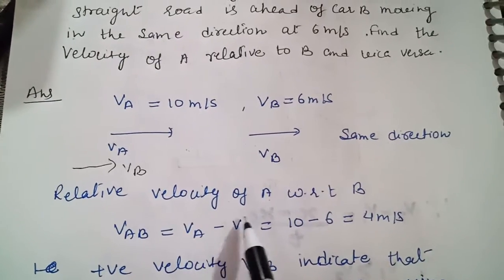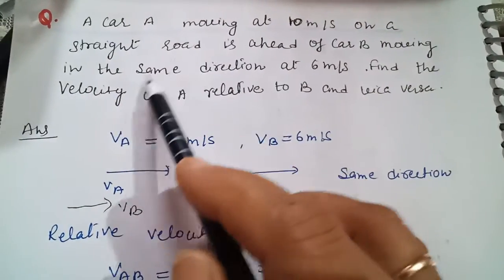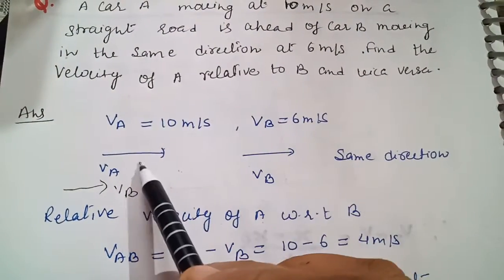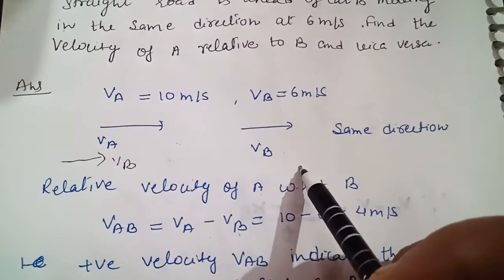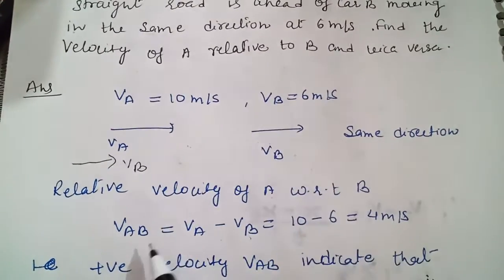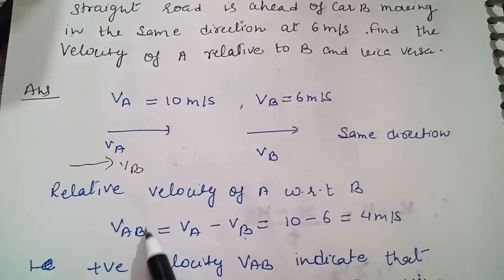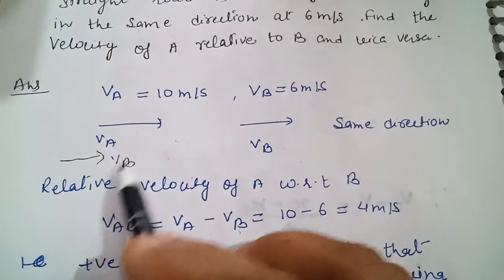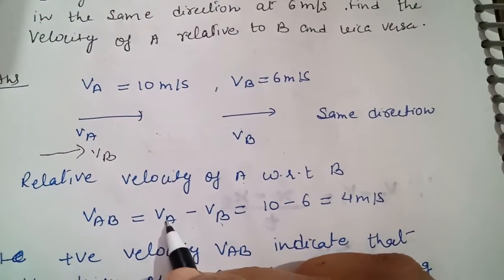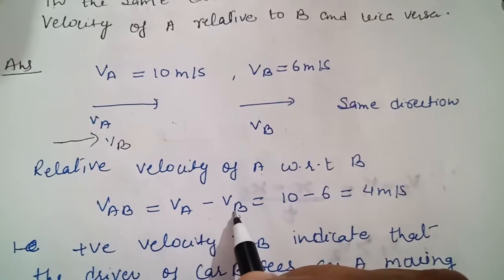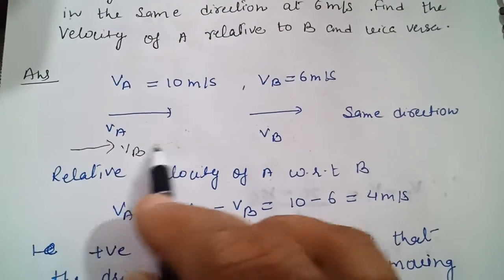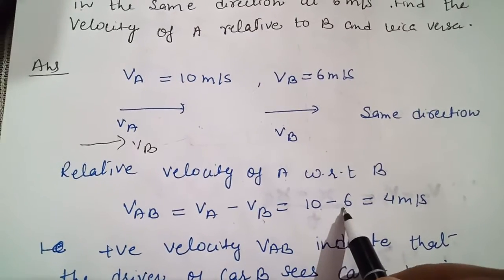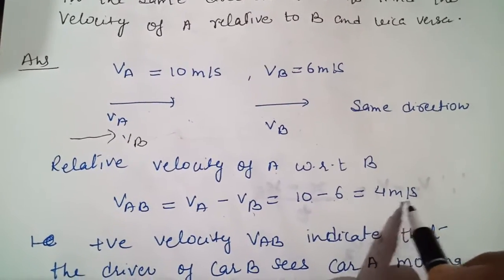So these velocities VA and VB, which are given as 10 meter per second and 6 meter per second, are the velocity of A and B with respect to earth, which is stationary. But here you are getting the velocity of A with respect to B because both are in motion. In that case, it is the difference of the two velocities when the two objects are moving in the same direction. So here VA is 10 and VB is minus 6, which gives 4 meter per second.